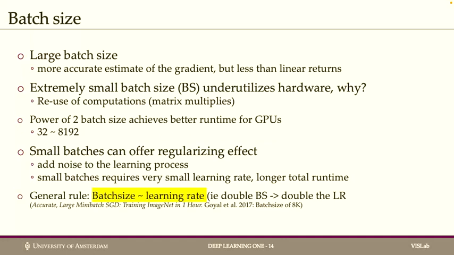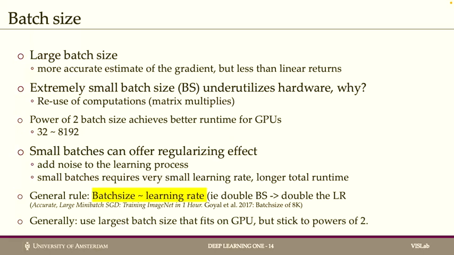And with that, people have done, for example, training of ImageNet in a single hour with a batch size of 8,000. And this is also the reason why people don't use very small batch sizes: typically you want to be utilizing your GPU, so you use whatever batch size fits on the GPU.